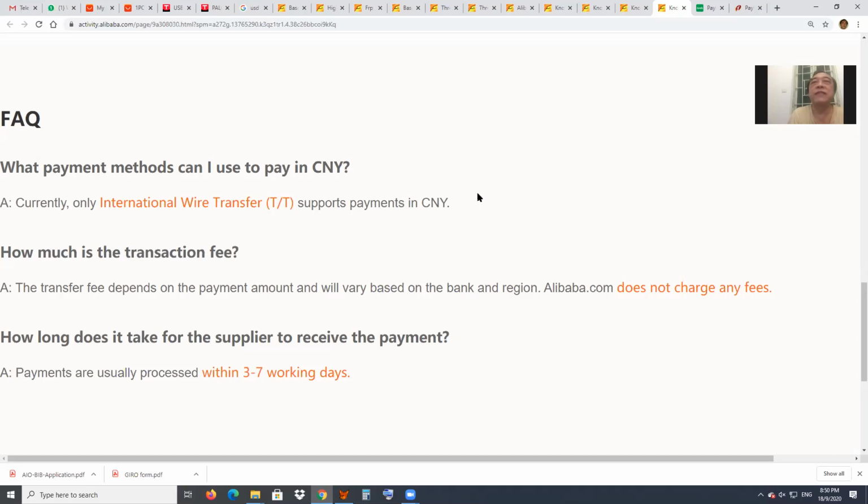Because some of the vendors will look at the renminbi cost and then convert it to US dollar. Then when you look at the US dollar, it costs more than the renminbi. Some vendors will always look at the US dollar and then give you the invoice in renminbi, converted from the US dollar. So you actually pay more if you pay in renminbi.